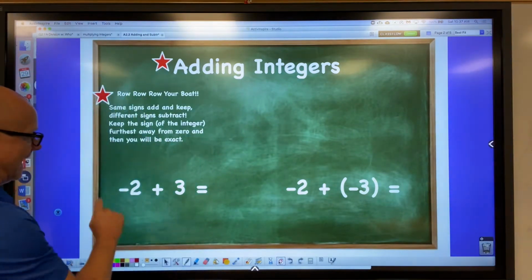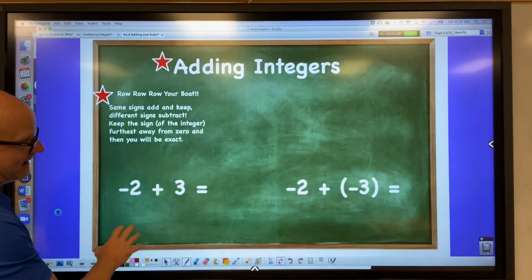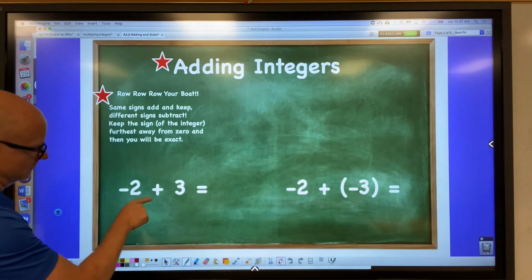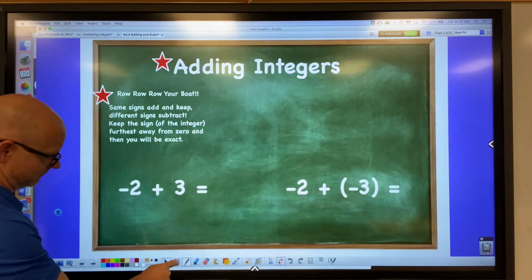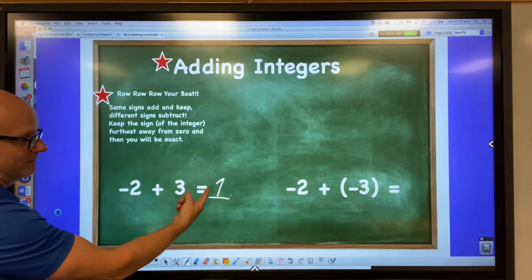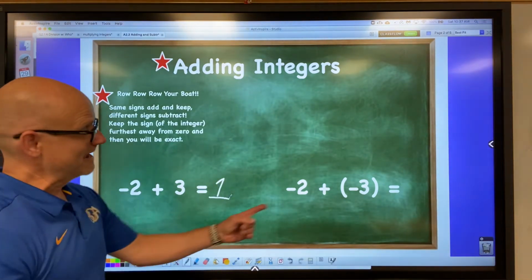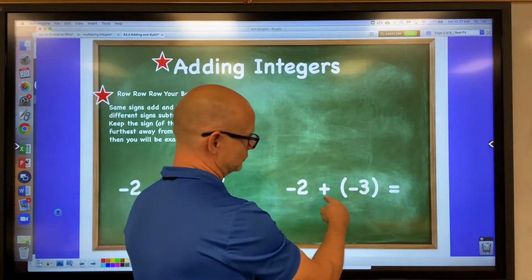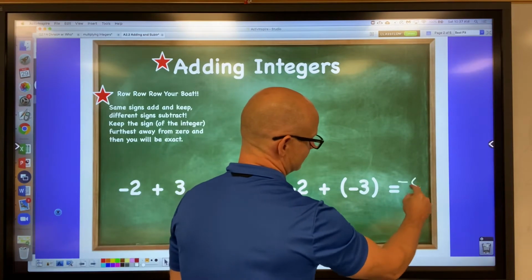Okay, so here, we're going to first talk about adding integers. Adding integers, if I have different signs, I subtract. So you see this -2 plus 3, the signs are different. I subtract, and it would be a positive. If I have the same signs, I combine, I add, so -2 plus -3, that gives you -5.